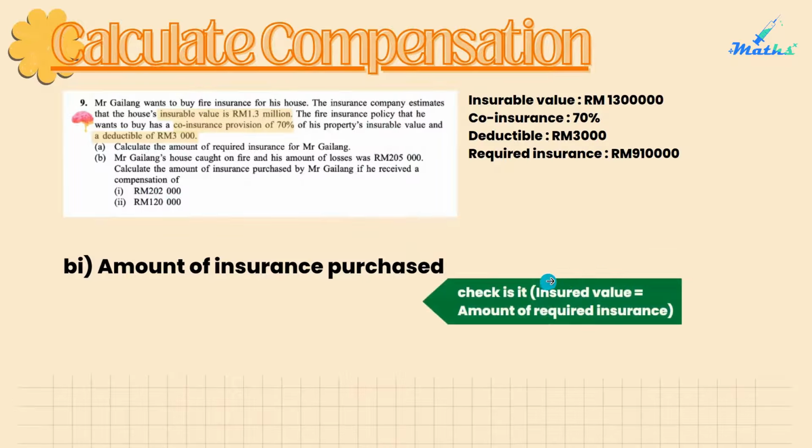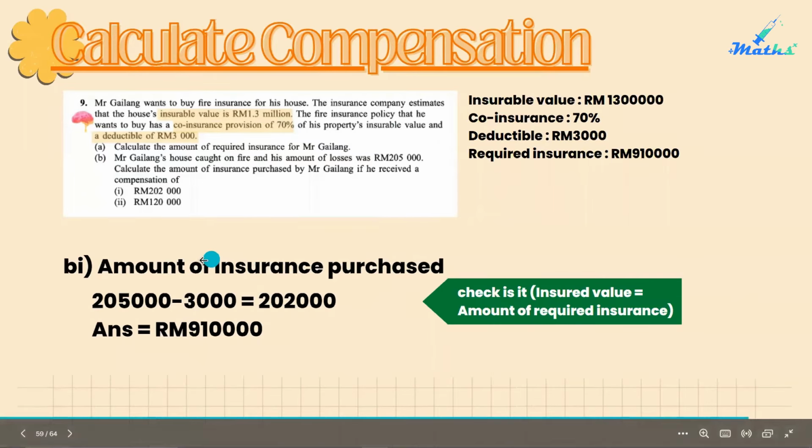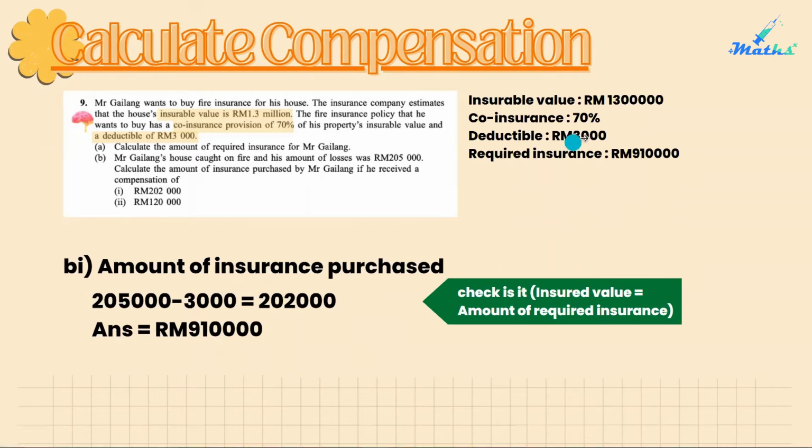So first we need to check, is the insured value equal to the amount of required insurance? So we use the loss minus the deductible and check what the answer is. And since the answer is the same as Roman 1, the answer should be 910,000, which means Mr. Gailang paid the required insurance fully. So he received a compensation which is 202,000.